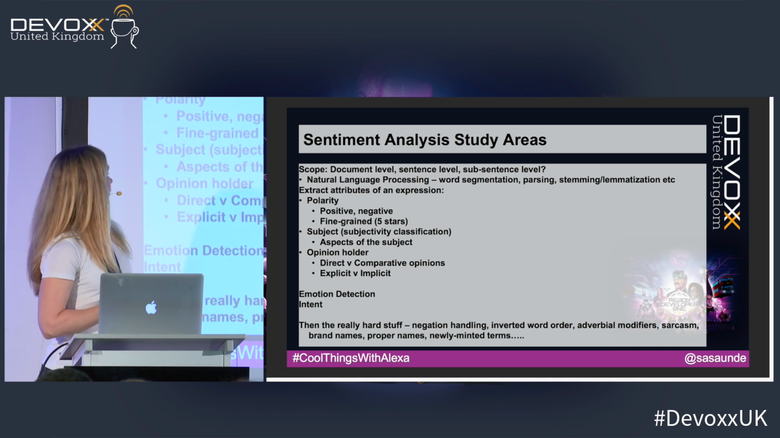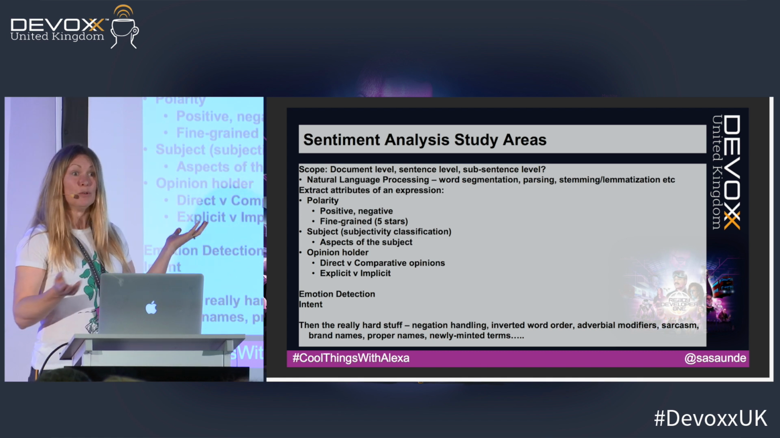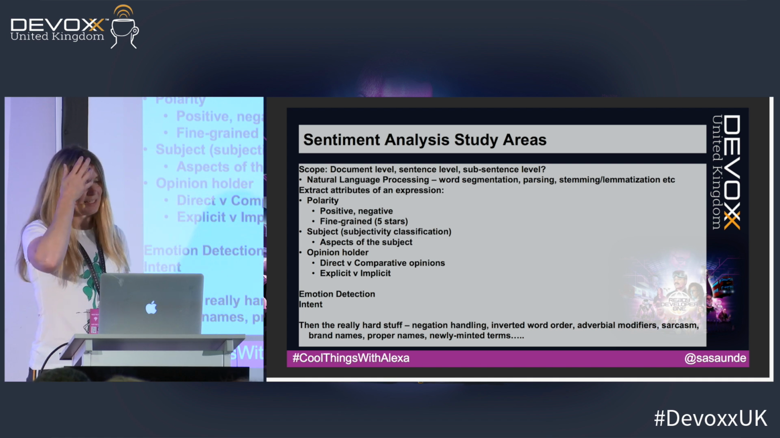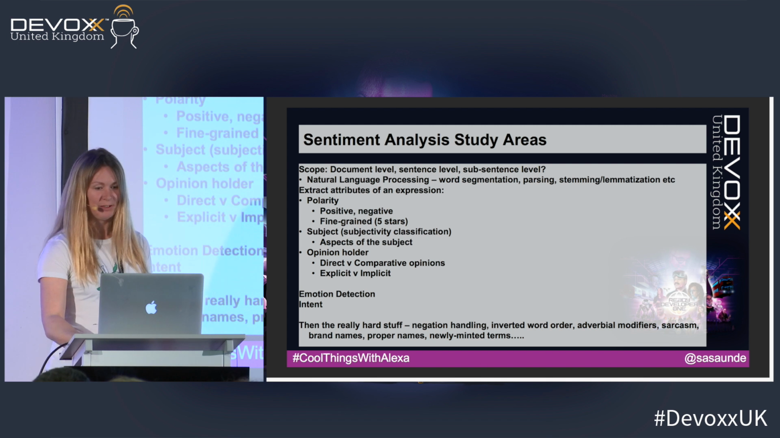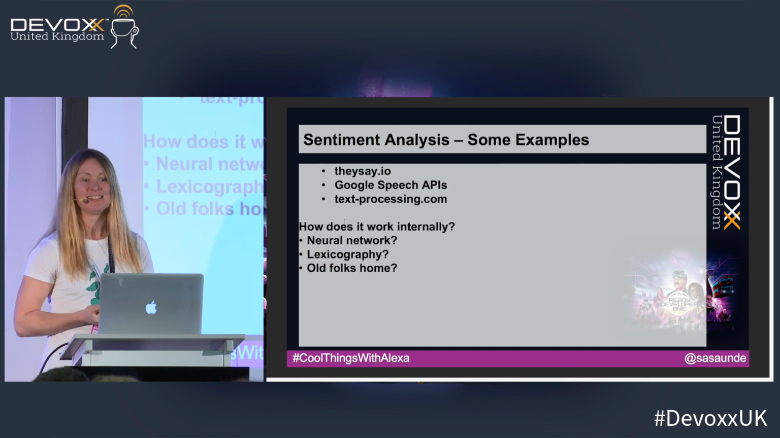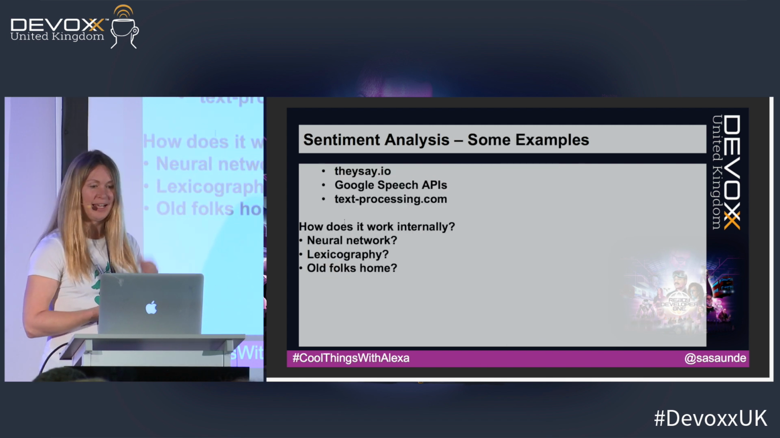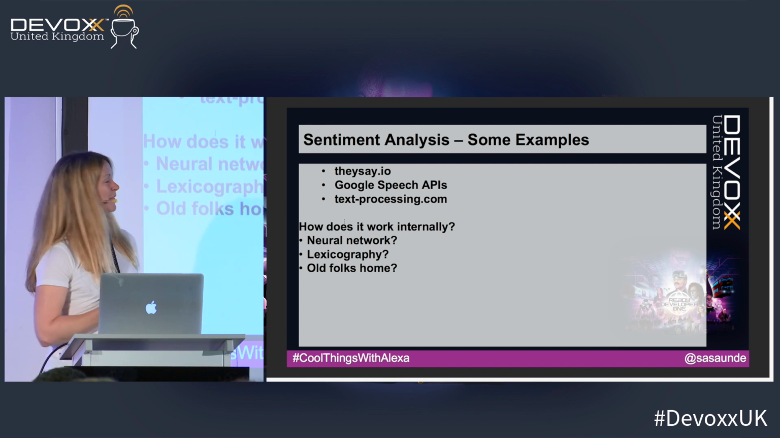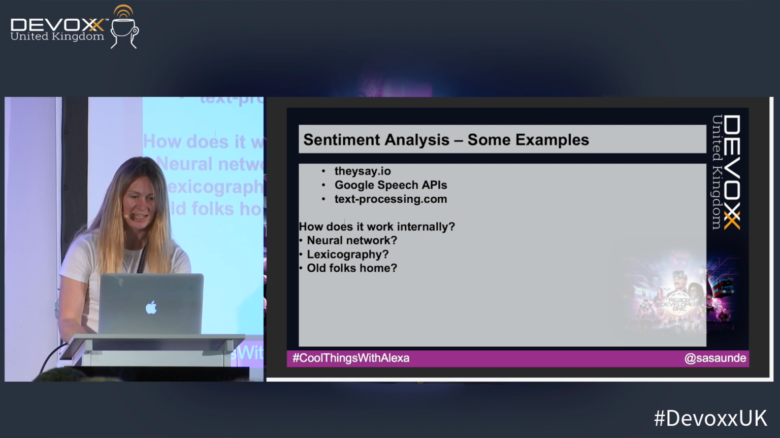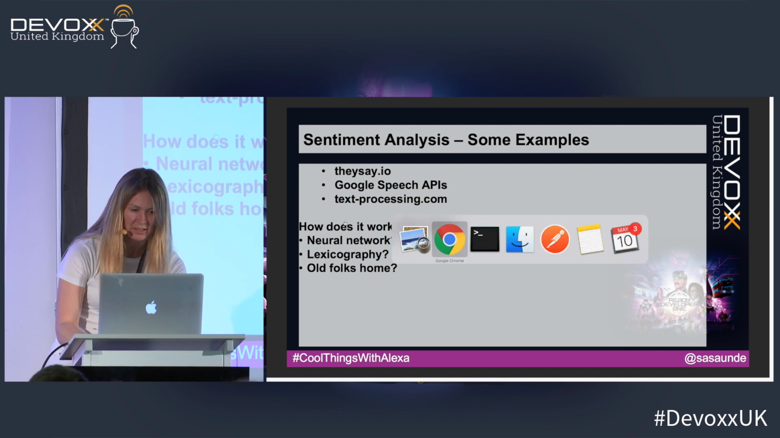So what I wanted to point out really is it's an awesome, huge, great subject area that I know very little about. But in a wonderful modern age, there are APIs that you can just go to and ask, what's the sentiment of this? And they will reply. So I've picked out 3 here. My favourite is this one, theysay.io. If I go to the website.